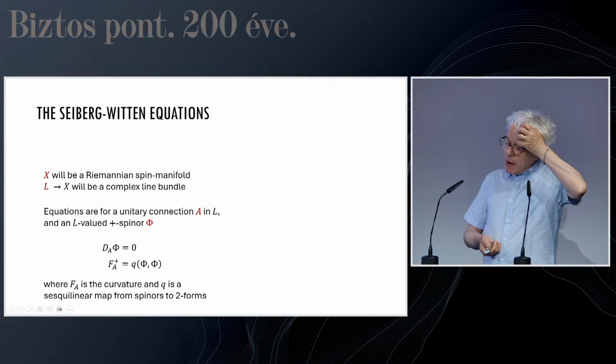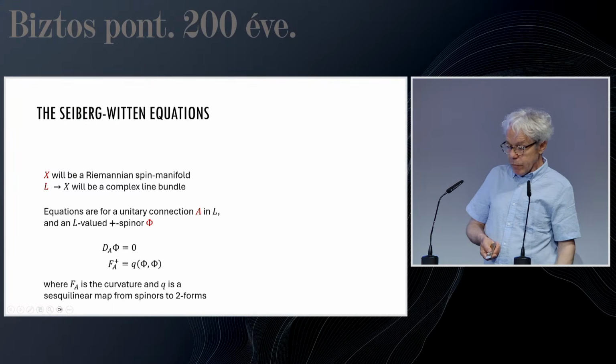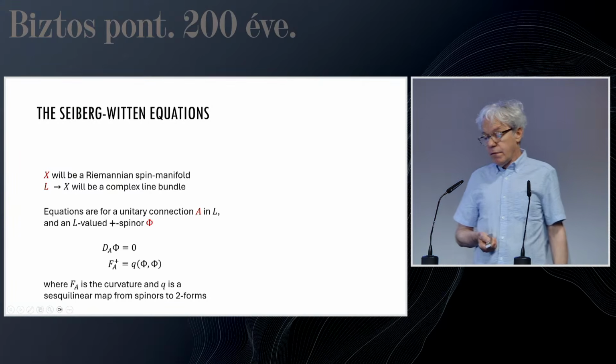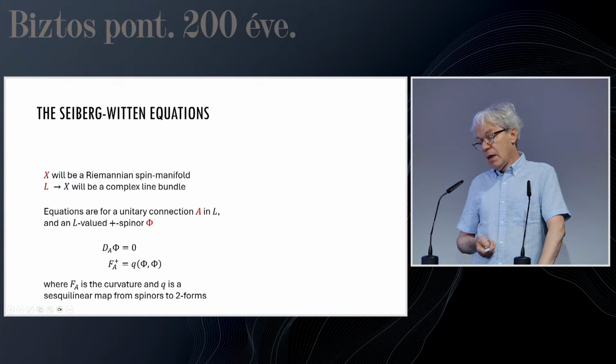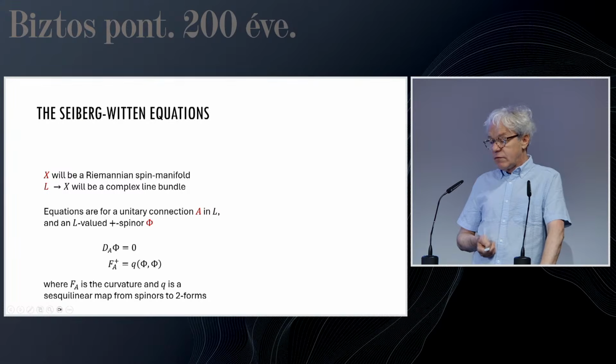The L-valued spinor phi enters non-linearly, with cross terms between A and phi and phi and phi. The first equation there is just a Dirac equation for phi coupled to the connection. The second involves the self-dual part of the curvature.